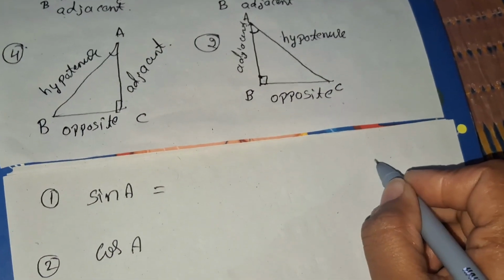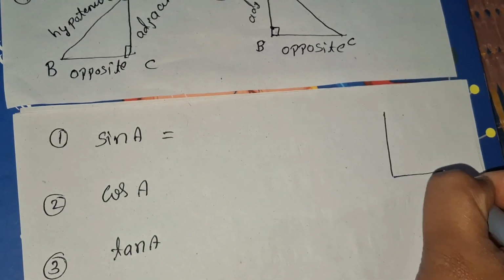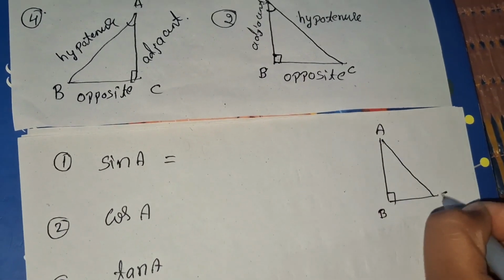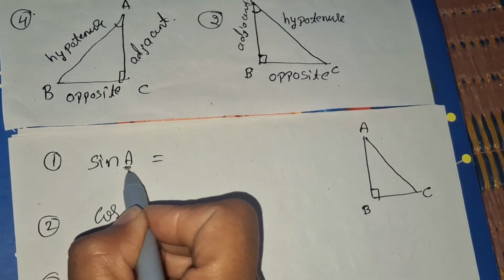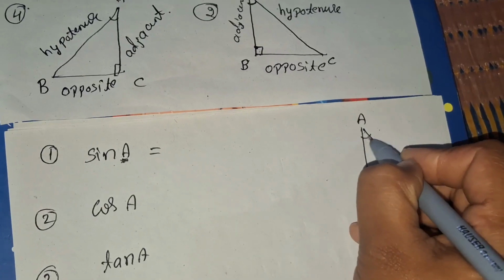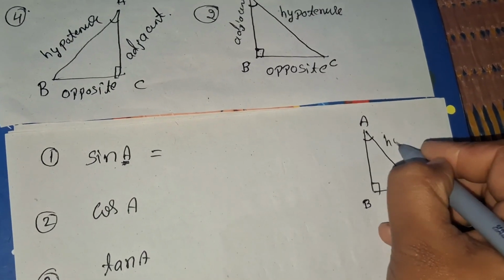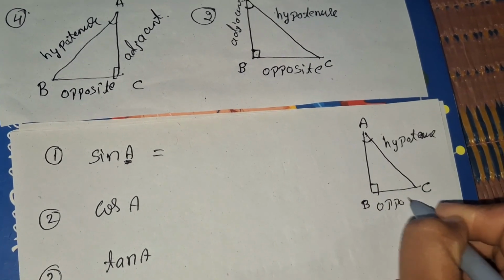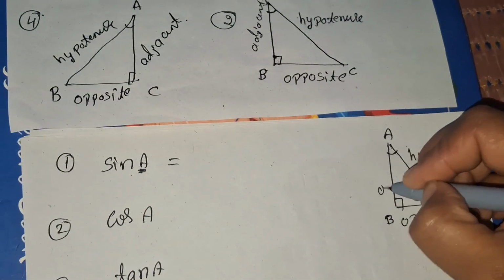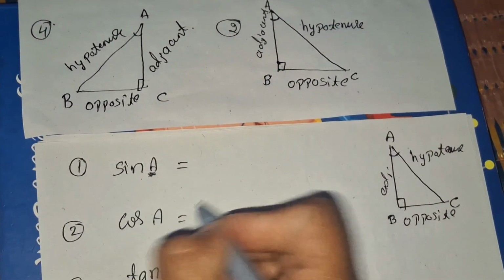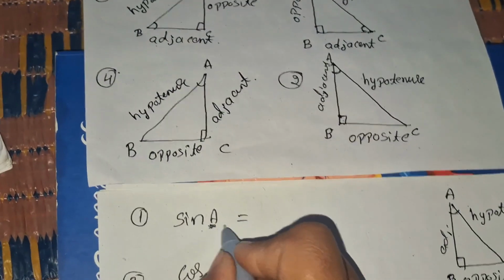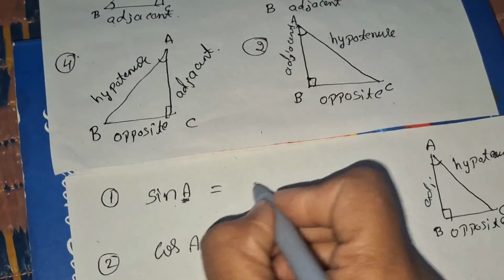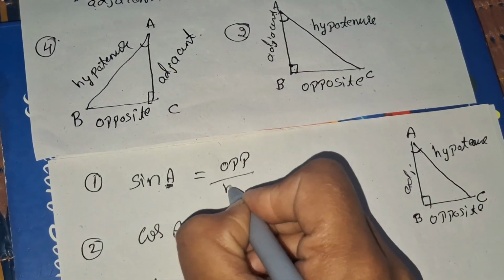So first one, sine of angle A. Suppose we draw the right angle triangle with the right angle at B, and this is A, this is C. The acute angle is which one? A. We mark it on this side. The longest side is the hypotenuse. The opposite of the acute angle is BC, and the remaining one, AB, is adjacent. So what is the formula of sine of angle A? Opposite by hypotenuse.